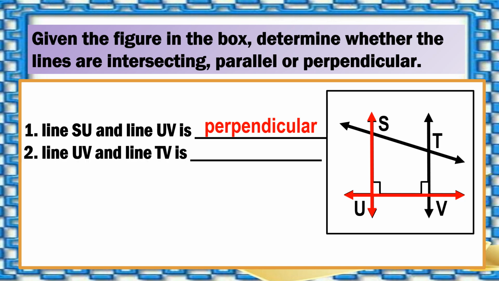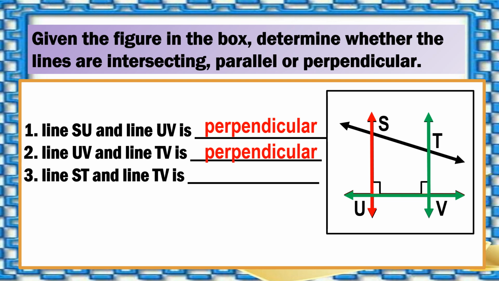Number 2, line UV and line PV. Look at the green one. Can you tell me what kind of line is this? Very good. This is again perpendicular line. Let's proceed to number 3. Line ST and line PV. Can you tell me what kind of line is this? Yes, this is an intersecting line.